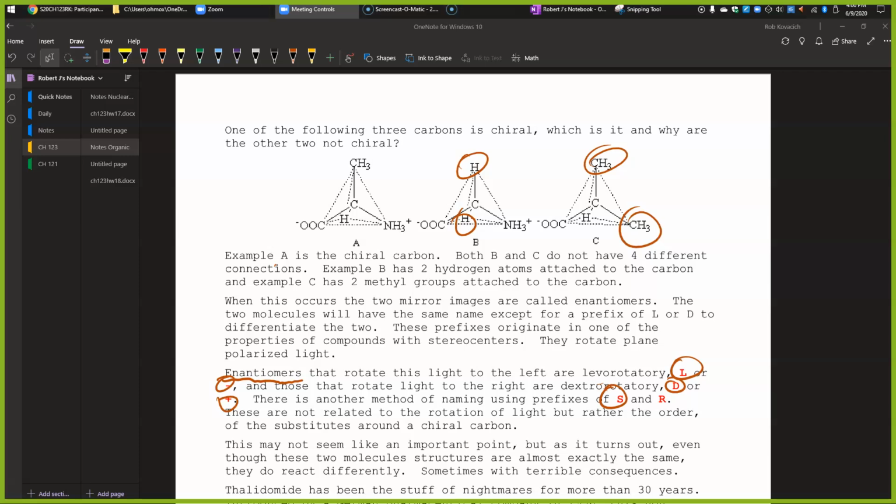Also, can you tell me what chiral means again? It means a carbon attached to 4 different things. Okay. And each of those things has to be different things.